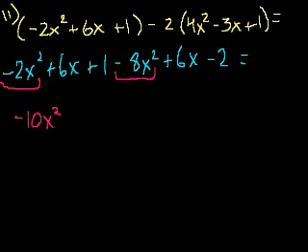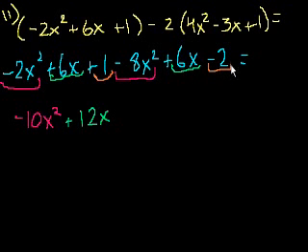Let me do another color for each of them. Then I have the x terms. I have 6x and then another 6x. You add them together, you get 12x. And then you have your ones terms, your x to the 0th power. You have plus 1 and minus 2. So that's minus 1. And then that is choice, let me scroll down. That is choice D. Minus 10x squared plus 12x minus 1. Choice D.